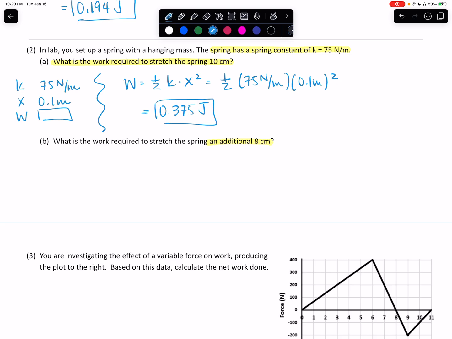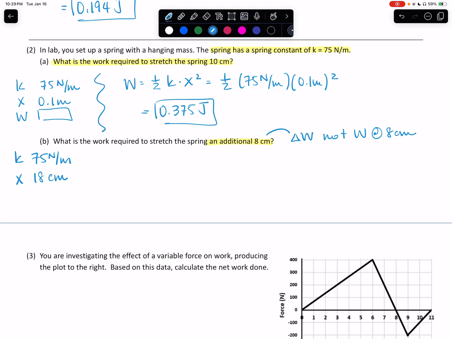Next, what is the work required to stretch the spring an additional 8 centimeters? We've still got our same k value, 75 newtons per meter, but this time our displacement is going to be a total of 18 centimeters. But it's not asking for the whole 18, it's saying for this additional 8 centimeters. So what we really need to find here is the change in work, or the difference in work, not the work just for the 8 centimeters. You may ask why.